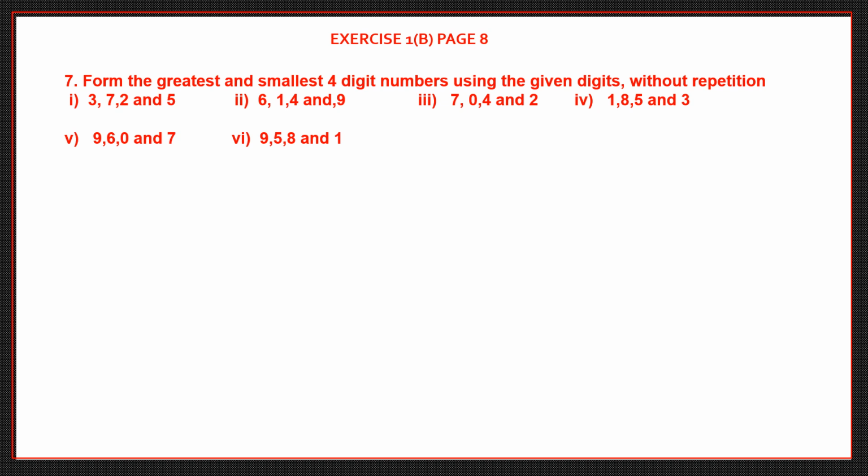So we are on exercise 1B now. This is on page number 8 and we are with question 7. So let's read this question. Question says, form the greatest and the smallest 4-digit numbers using the given digits without repetition. So we have to read our question completely so that we won't make any mistakes. So here we have to form greatest and the smallest 4-digit numbers and we should not repeat any digit. So let's follow the conditions.